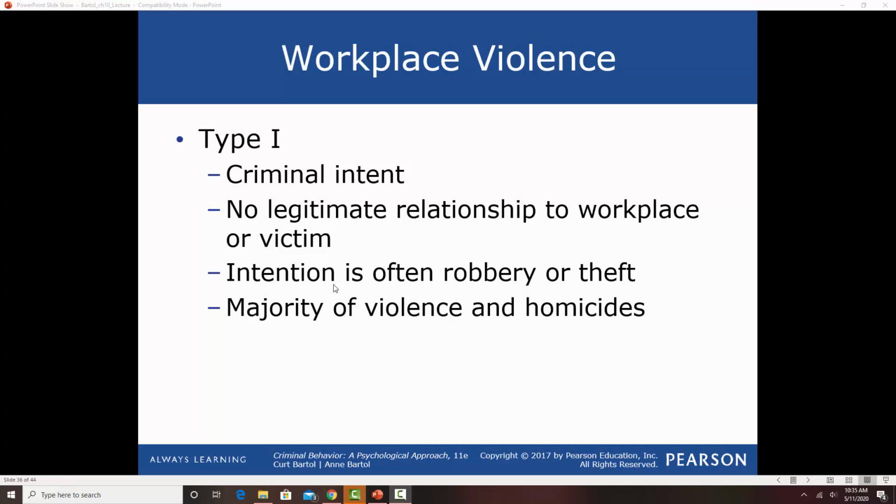So type 1, there's no relationship. The motive is often robbery or criminal intent. So there's no legitimate relationship to the workplace. The mass majority of violence and homicides are type 1. So somebody's killed at their workplace while a crime is going on. So you work in a liquor store and you are hurt, shot, or somehow injured or even murdered while that liquor store is being robbed.